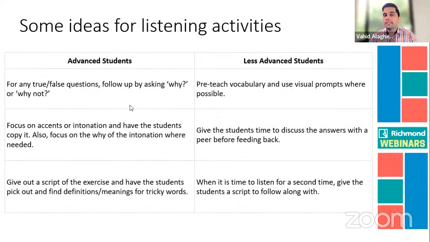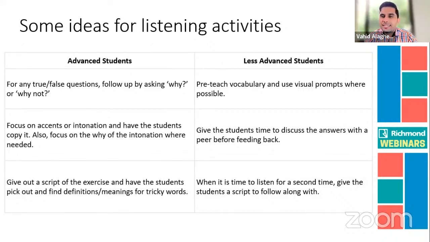I would like to give you also some ideas about creating some listening activities based on two difficulty levels. For example, in case you have less advanced students, you can pre-teach vocabulary to the students using visual prompts so they check the idea and check their vocabularies, and remember that when they first listen to the audio. And in case of advanced students, for example, true false questions, they can use, for example, why or why not. So they need to remember what happened exactly in each scenario. And in this case, they can memorize the whole amount of the listening activity, or they can understand, that's better.